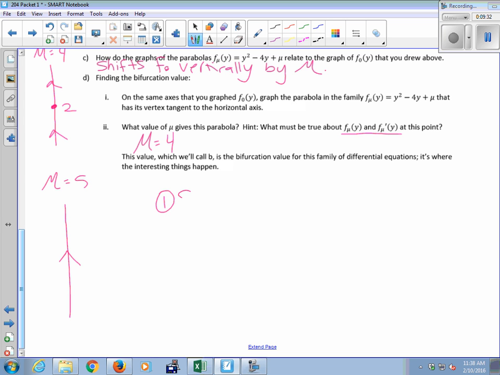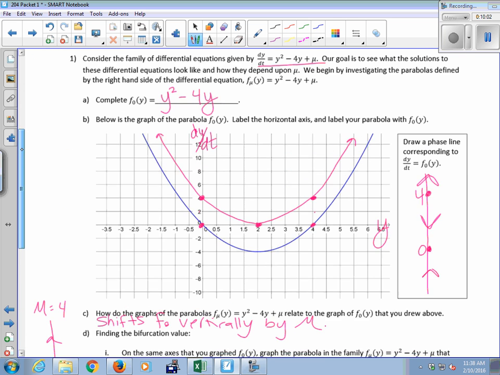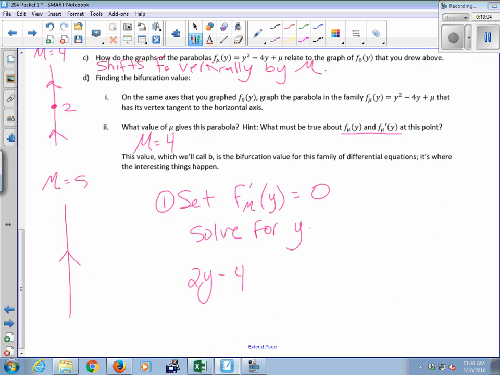is, yes, you need f and f prime to both equal 0. Step 1: set f prime of y equal to 0 and solve for y. What I did there was, my parabola was y squared minus 4y plus mu. So take the derivative and I get 2y minus 4, equals 0. Solve for y and you get 2.